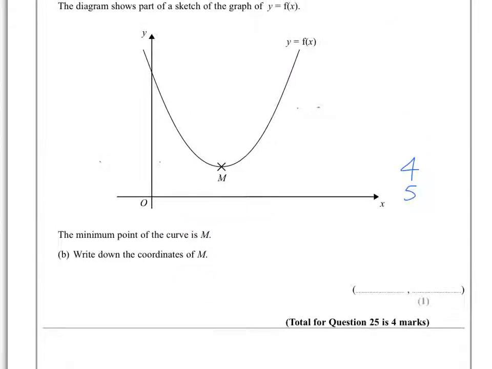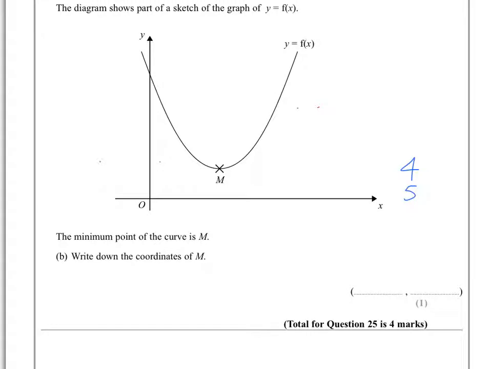So we just go down here, and the coordinates therefore would be x is 4, y is 5.